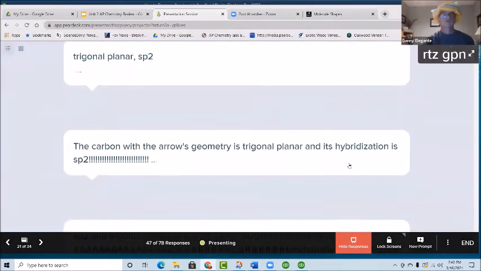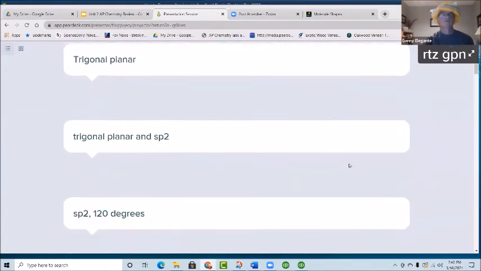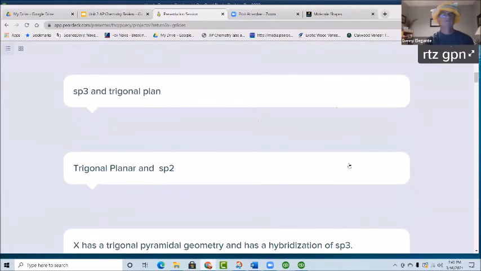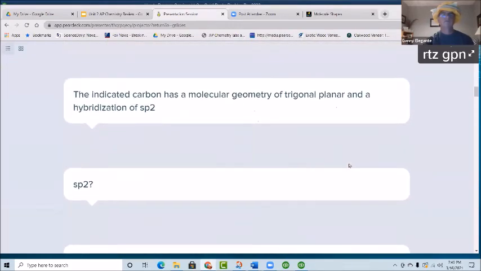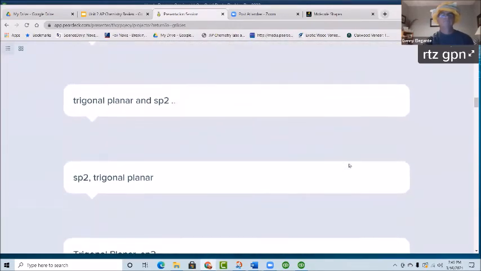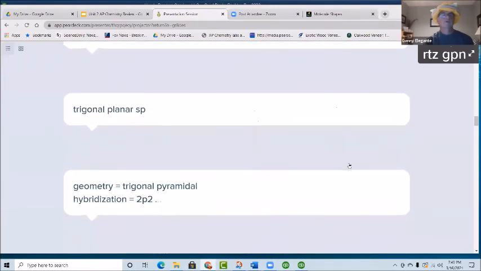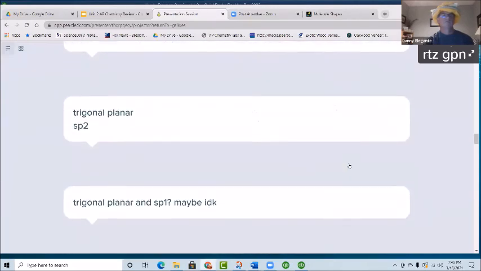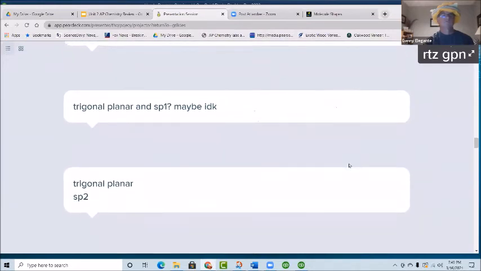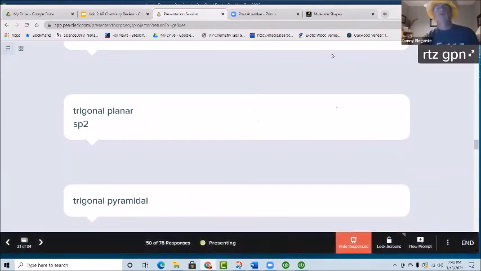Okay, I got trigonal planar or trigonal planar. Lots of trigonal planars. There's a trigonal pyramidal. Trigonal planar and sp1, maybe, I don't know. Okay, we'll go over how to do that again. How to do hybridization. It's very, very simple.